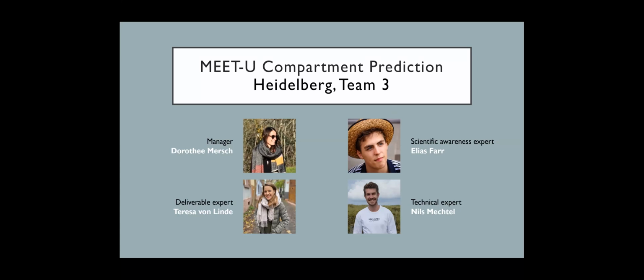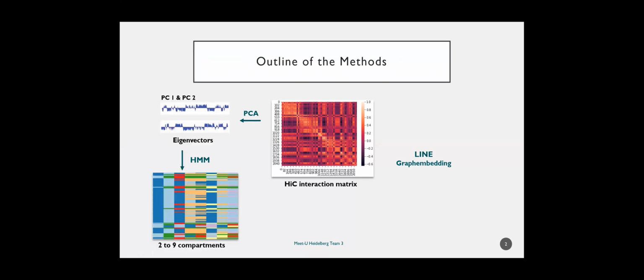So, hello everyone. This is the compartment prediction team from Heidelberg, and we are Dorothee, Teresa, Elias, and me. As everybody, we started from the filtered and normalized Hi-C matrix, and then we chose 2 ways for the compartment prediction: a hidden Markov model and a method called LINE, which is a graph embedding. For the hidden Markov model, we applied a PCA, got the eigenvectors, and based on the eigenvectors, we computed a different number of compartments, 2 to 9.